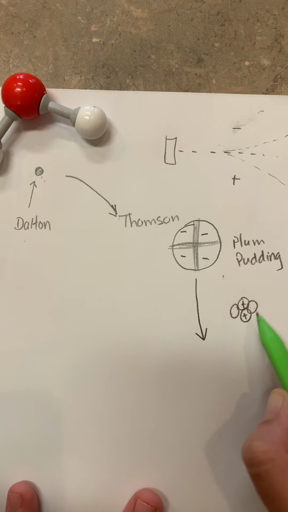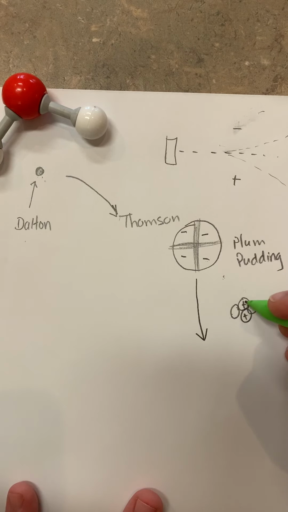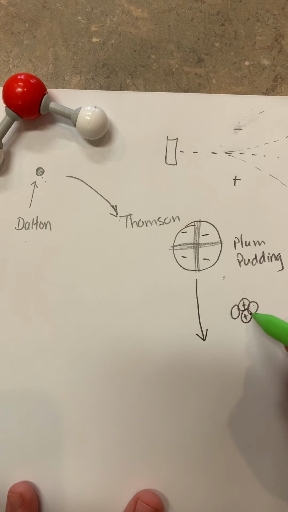So it's the nucleus of a helium atom. If you look on your periodic table, helium is number 2. It has 2 protons, and then most helium atoms have 2 neutrons as well. So that's what an alpha particle is.